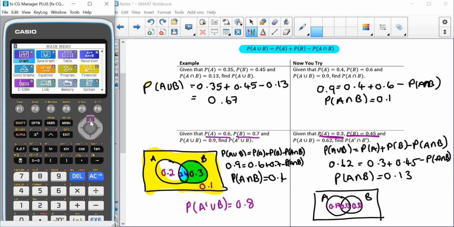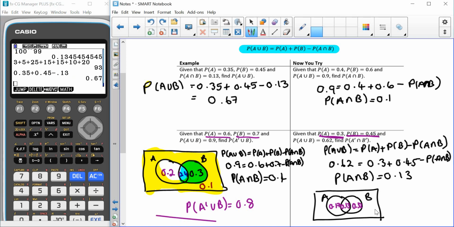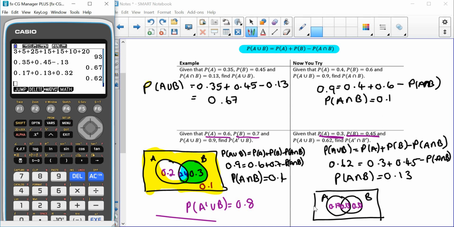And again, altogether, it should add up to give us 1. So we can use that fact to help us to find the value that should be outside the circle here. So that's 0.17 plus 0.13 plus 0.32, which gives us 0.62, which means that we're left over with 0.38. And we can double check that because we knew the probability of A or B was 0.62, and that makes sense then that not A or B is going to be 0.38.